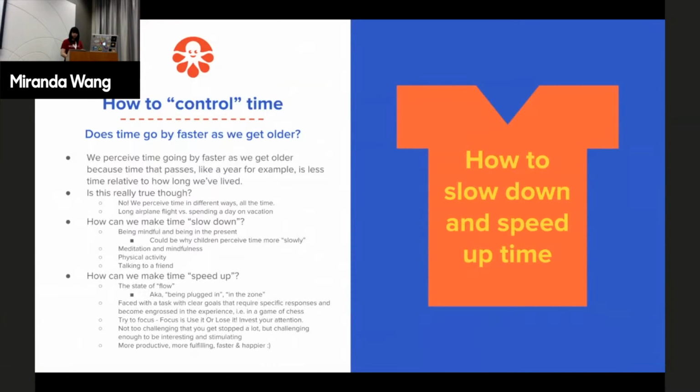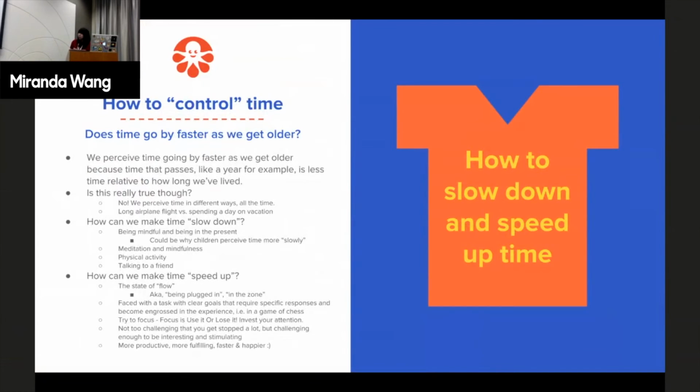So there's an interesting human phenomenon called the state of flow. It's also known as being in the zone or being plugged in. You can become so engrossed in a task that time seems to fly by quickly, and you're being really productive and energized by what you're doing. This is a state that we can try to get ourselves into to be happier and more productive in our lives. So the important prerequisites of getting into this state of flow is that you have a task with clear goals, specific responses that you must make, and it must be just challenging enough to keep you stimulated. So it can't be too challenging that you're constantly being stopped, but not so easy that you get bored. This leads to not only your time speeding up and flying by faster, but you're also more productive and happier while you're doing it.